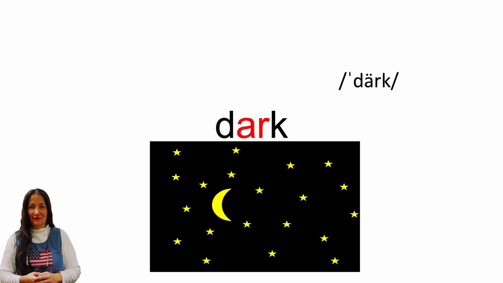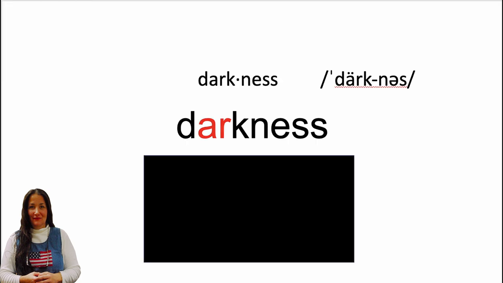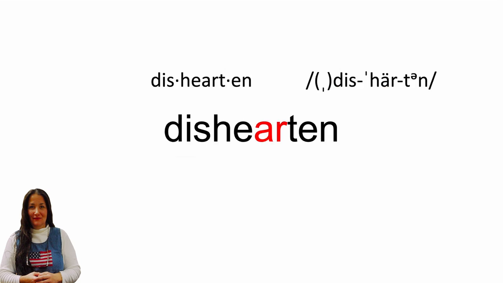Dark means only a portion of light, transmitting only a portion of light. Darkness. Darkness is total or near total absence of light, or it can mean a gloomy or depressed state or tone. Disheartened. Disheartened is to cause loss of hope, enthusiasm, or courage. It's to cause to lose spirit.